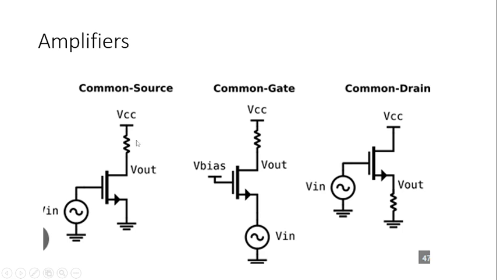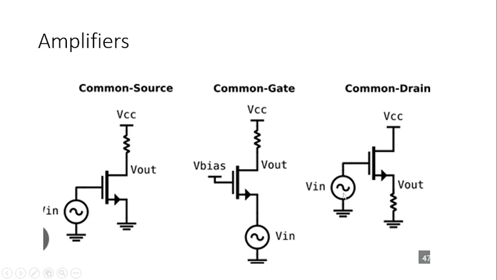This is your VCC has been applied, load resistance RL. Same thing, RL, but here we have taken an NMOS transistor in all the cases of the amplifier. Now in this common gate, a DC supply of V bias has been applied, and the source input voltage AC signal has been given to the source of your transistor.